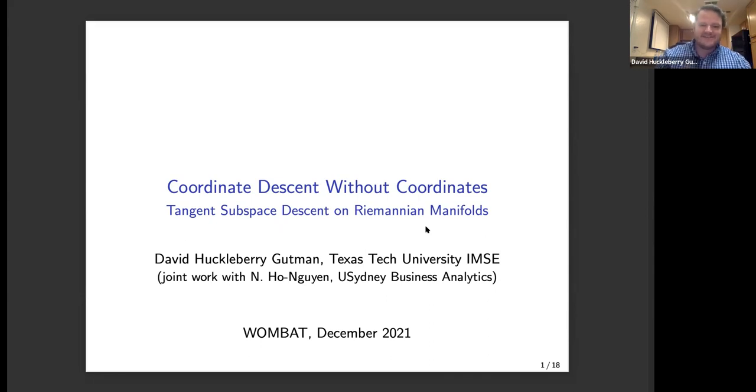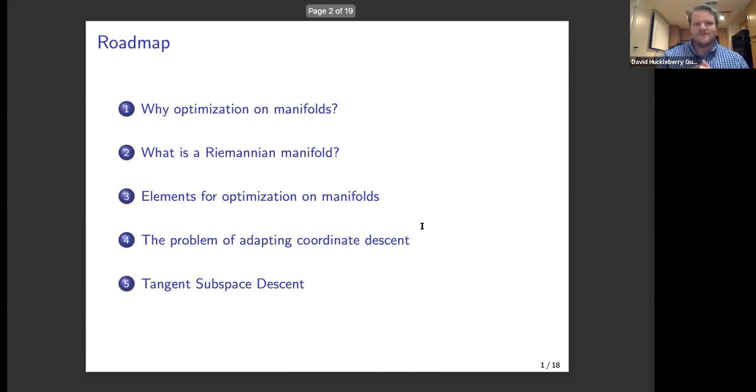Today I'm going to be presenting some joint work actually with Nam, who's at the University of Sydney. This work has actually recently been accepted to Mathematics of Operations Research. And the crux of it is that we're going to talk about how to generalize coordinate descent type methods to Riemannian manifolds. So here's sort of our roadmap today.